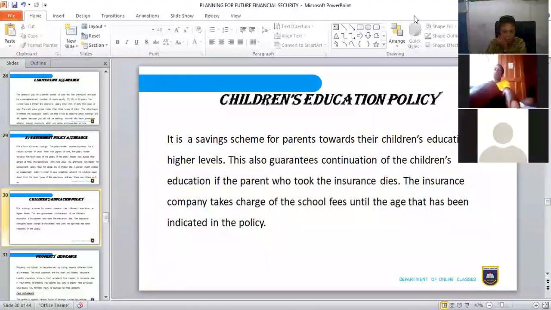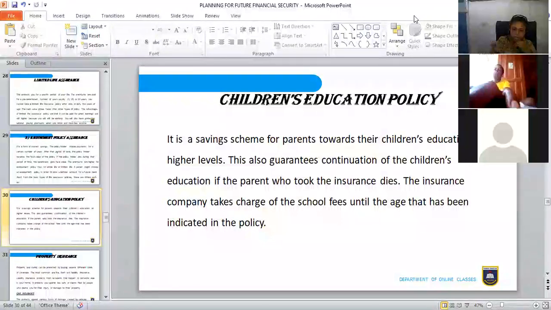With the child's education policy, it is a savings scheme for parents towards their children's education at a higher level. And this also guarantees continuation of the children's education if the parent who took the insurance dies. So you remember from the beginning, I said your parents can make a policy for you that when he or she is no more, that policy will take care of you at your higher level of education. So this is the children's education policy.